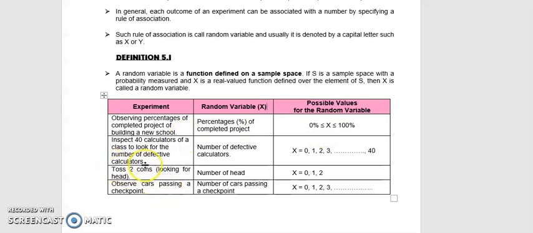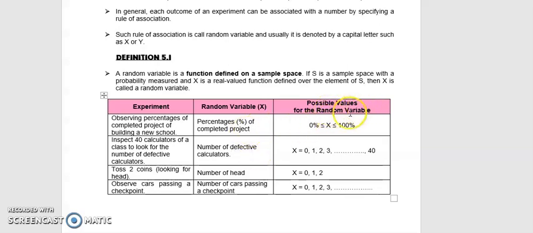Next experiment. Inspect 40 calculators of a class to look for the number of defective calculators. So what do we want to study in this experiment? We want to look at the number of defective calculators. So the number of defective calculators here will be the random variable X. We want to inspect the number of defective calculators.